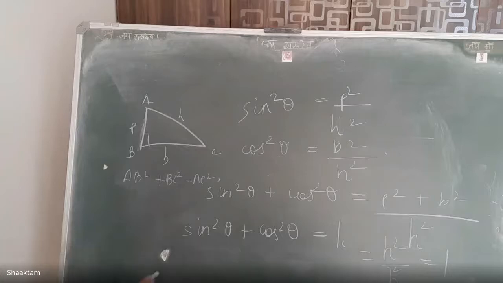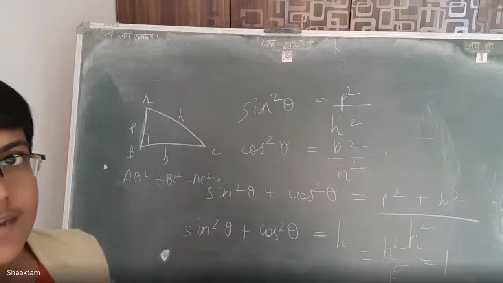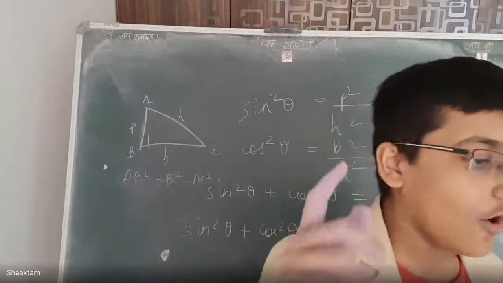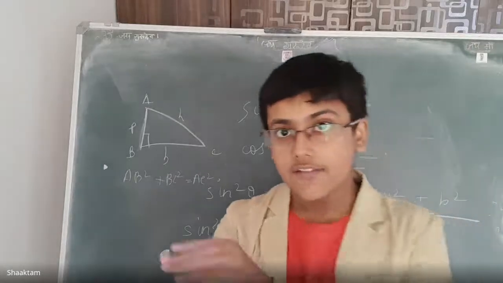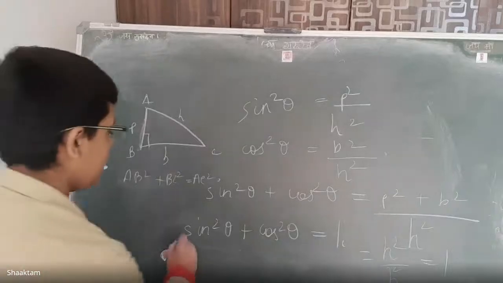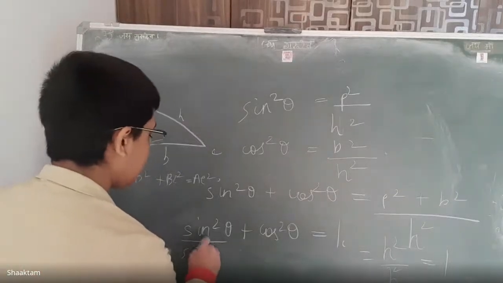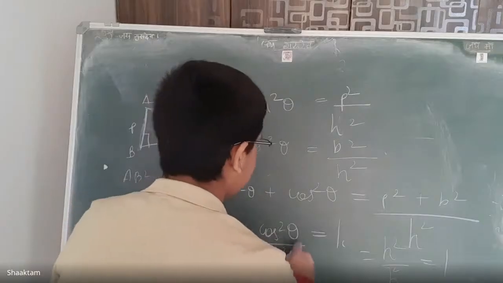Let me divide each term of sine square theta plus cos square theta is equal to 1. Let me divide that by cos square theta. Or make it simple, sine square theta. Divide each and every term by sine square theta. What I mean is sine square theta by sine square theta plus cos square theta by sine square theta equals 1 by sine square theta.